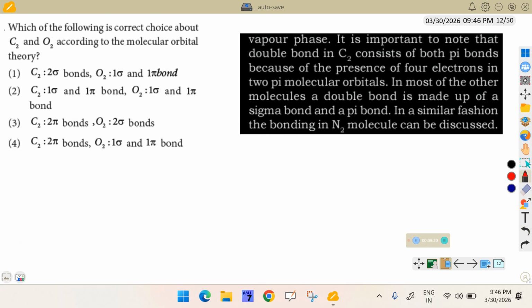Which of the following is the correct choice about C2 and O2 according to molecular orbital theory? According to molecular orbital theory, C2 consists of only pi bonds. In the C2 molecule, two pi bonds are present. Between carbon and carbon, a double bond is present, those are two pi bonds. In the O2 molecule, one sigma bond and one pi bond is present. Correct option, fourth option.